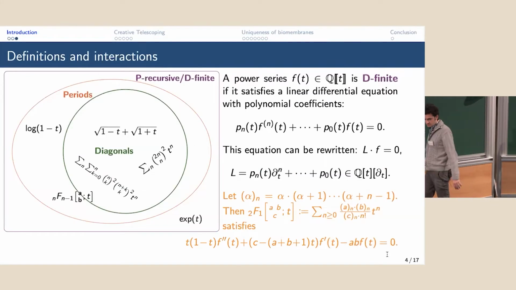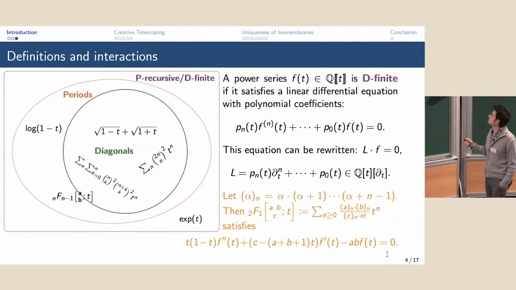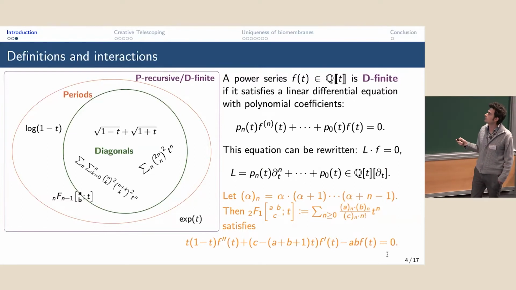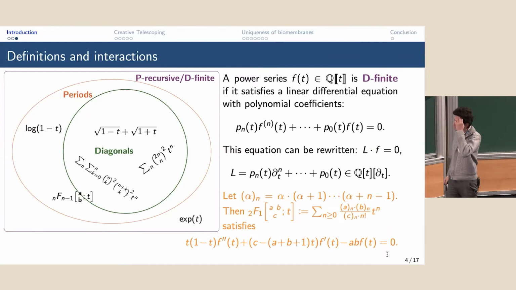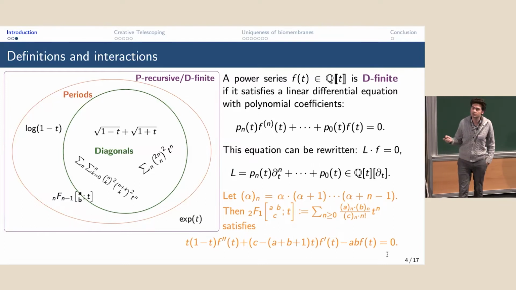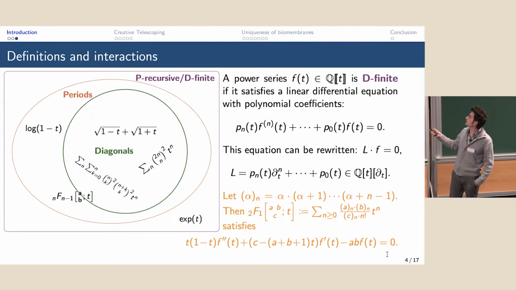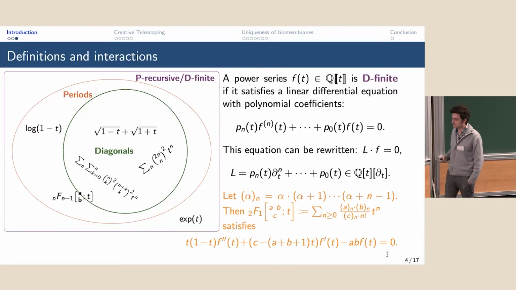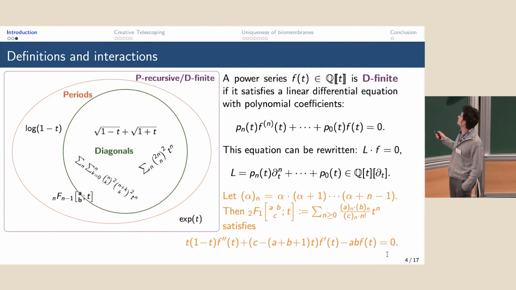So we have these inclusions, which I will now explain. We have so-called d-finite functions, which correspond to p-recursive sequences. The definition you can see here, and I'm sure we are all familiar with it. So a function is called d-finite, or power series, if it satisfies a linear differential operator, which can be written like this, or in the operator form like this.